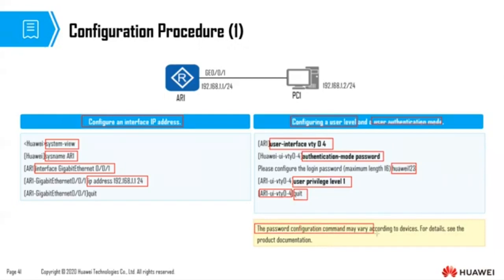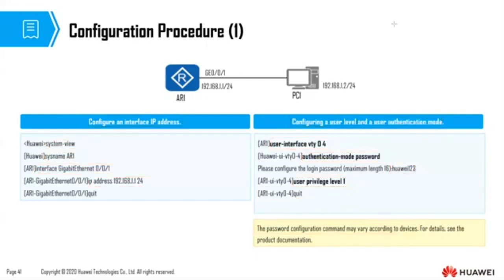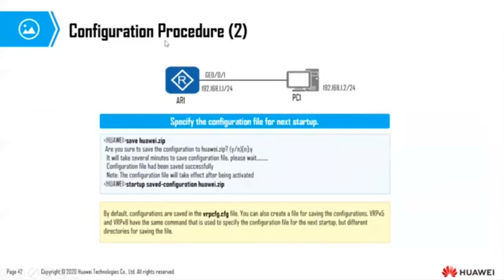As you're going to see, password configuration commands may vary according to different devices. In some, in fact, you just write authentication-mode password, then you type Huawei123. In others, you have to press enter first in order to be given a chance to enter the password after typing that command. So always look at the product documentation to get the details on how to configure your device.